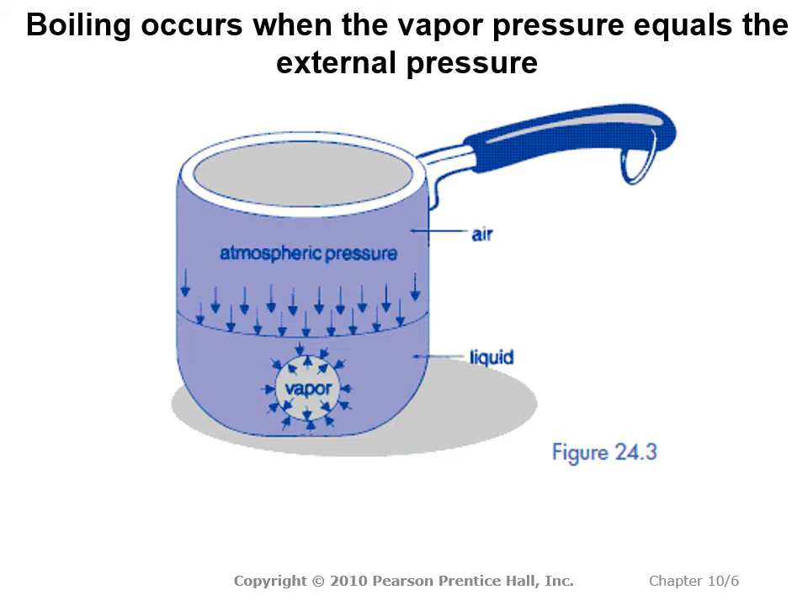Here's another image of what I was just talking about. You can think of atmospheric pressure as the arrows pointing down, and then the vapor pressure is the water molecules and their effort to escape from the liquid. Once they match, boiling will get vigorous.